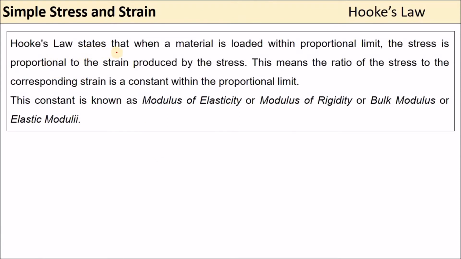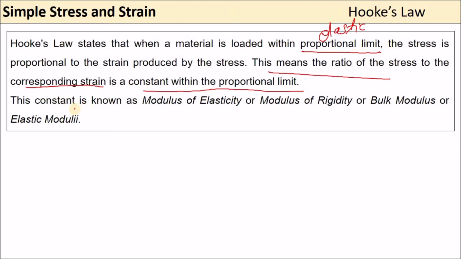Hooke's law states that when a material is loaded within the proportional limit, the stress is proportional to the strain produced by the stress. This means the ratio of stress to strain is constant within the proportional limit. In some books, in place of proportional limit, they write up to elastic limit. Why? Because they consider the proportional limit and elastic limit to be very close to each other.